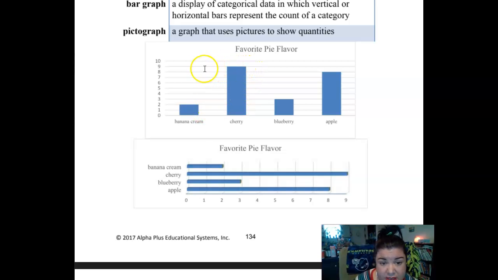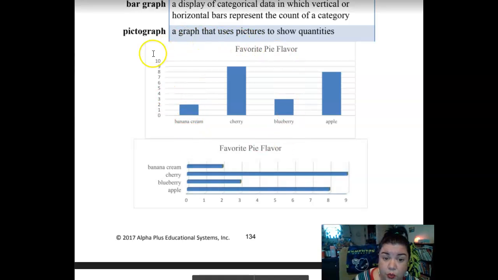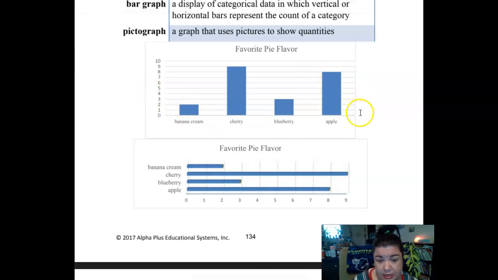Well, the cherry is the tallest one. It's on the 9. So that means the 9 people, or it depends, we're not sure how many that means, but that has the most votes. And then the next tallest one is the apple, and then the blueberry, and then the banana cream didn't get very many votes. So that's one way to do a bar graph. This is the same information. It's just instead of it being vertical, they made it horizontal. That's all they did. So it's the same graph, it's just showed in a different way. Okay, you see that?